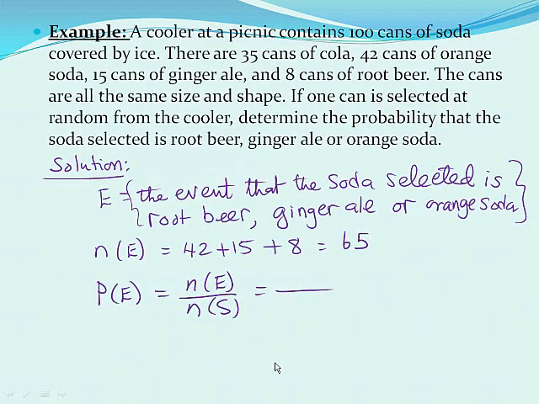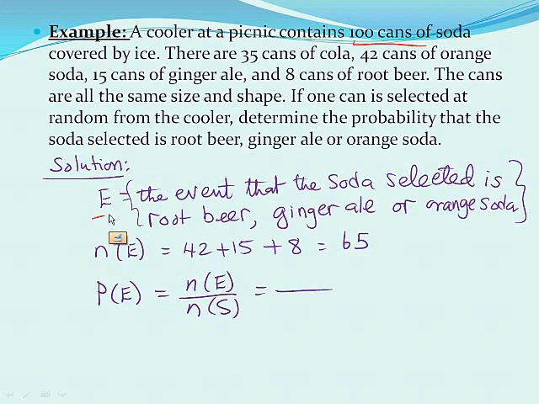Another example: a cooler at a picnic contains 100 cans of soda covered by ice. There are 35 cans of cola, 42 cans of orange soda, 15 cans of ginger ale, and 8 cans of root beer. The cans are all of the same size and shape. If one can is selected at random from the cooler, determine the probability that the soda selected is root beer, ginger ale, or orange soda.